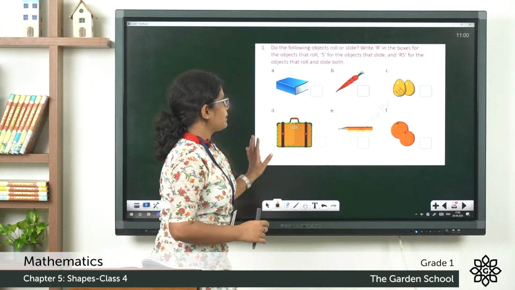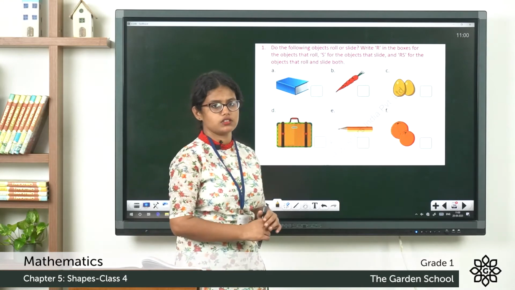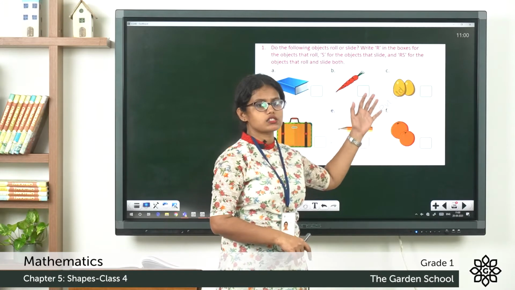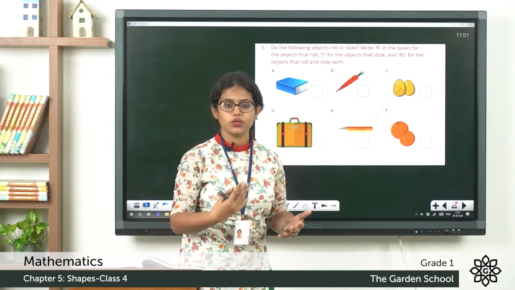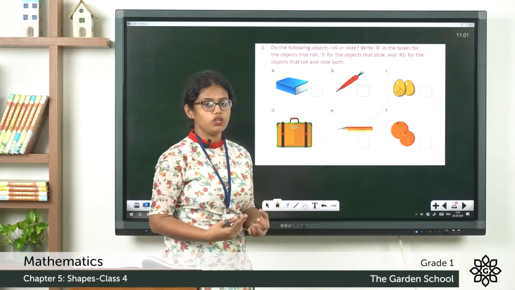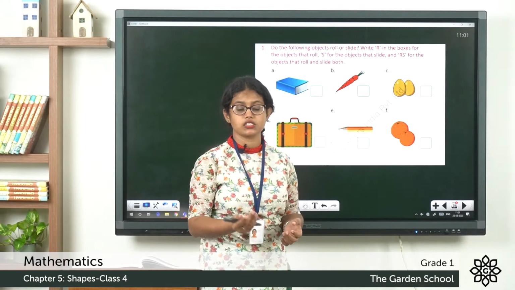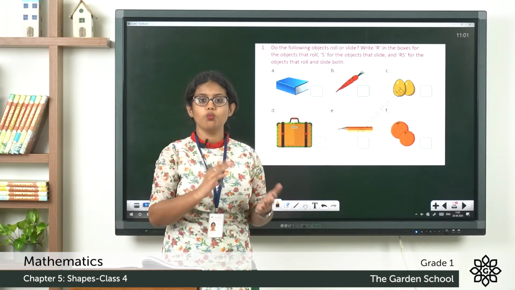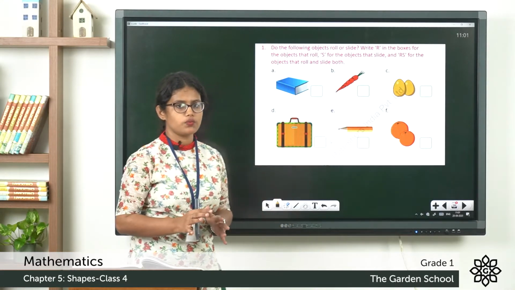Okay, coming to the next one, page number 78. What you have to do here is see which things given here will roll and which will slide. For things which will roll, you can write R, and for things which can slide, you can write S. For things which can do both, roll and slide, you can write RS. Fine, so let's start with the first one.